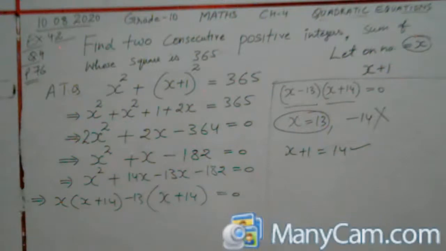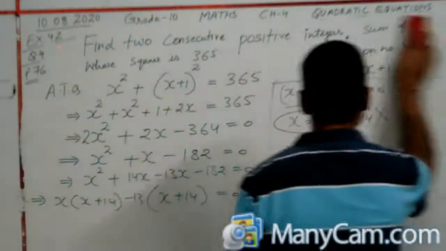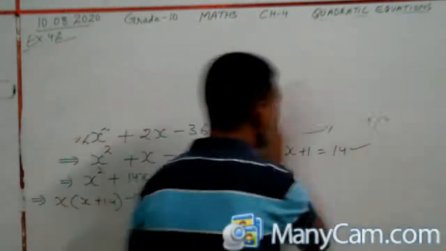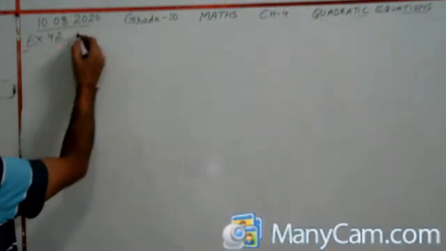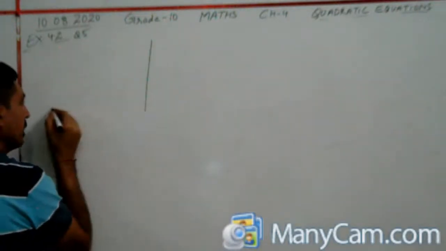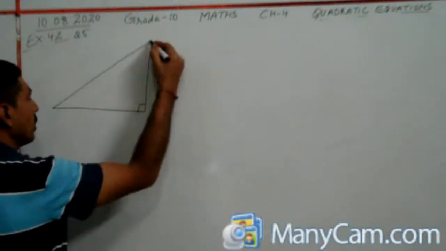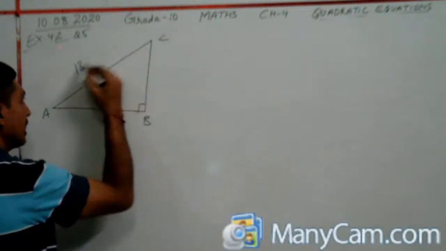Find the other two sides, right? So here we have to go for the Pythagoras theorem. What is given? Question number 5. One right angle triangle is given. In that right angle triangle, the hypotenuse is given, that is A, B, C, and the side that is 13 units, 13 centimeters.